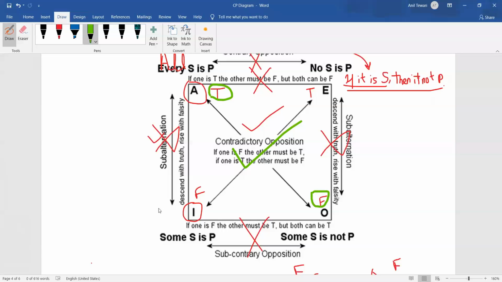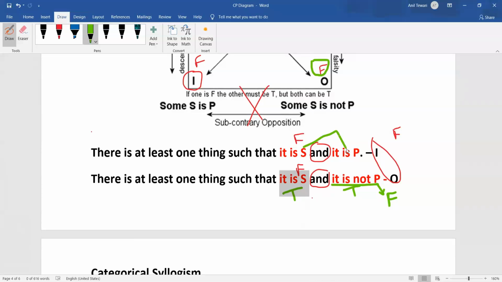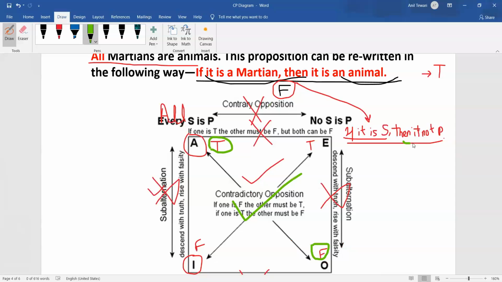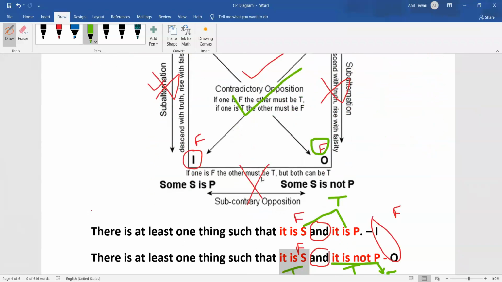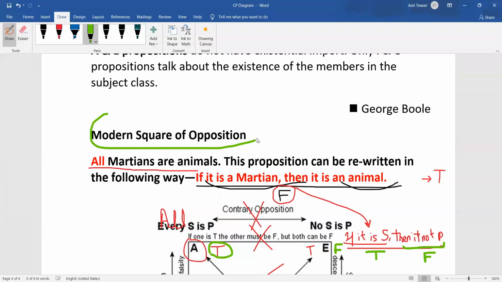Similarly, E will become false if you try to make I true. Making I true means you have to make both of them true. But if you make both of them true, then what is going to happen? Here it is not P, this is false, because you have made P true, right? So if the antecedent is true and the consequent is false, then E will become false, right? So when E is true, I is becoming false. If you want to make I true, then E becomes false. This way, the contradiction relationship holds. All other relationships disappear, right? And that is the outcome which we call the modern square of opposition.